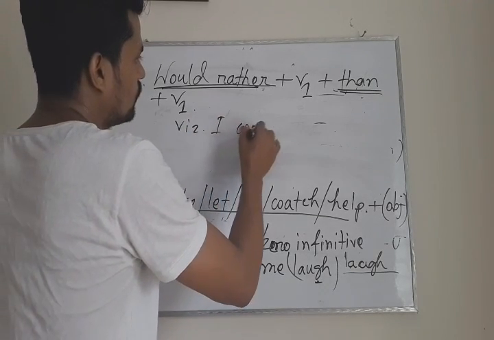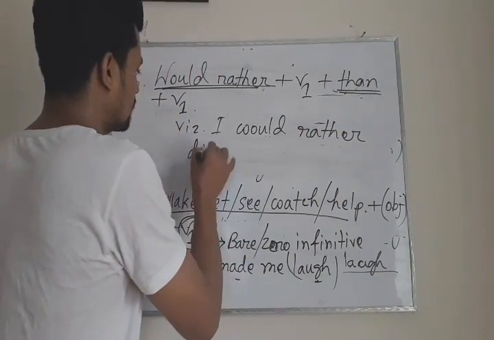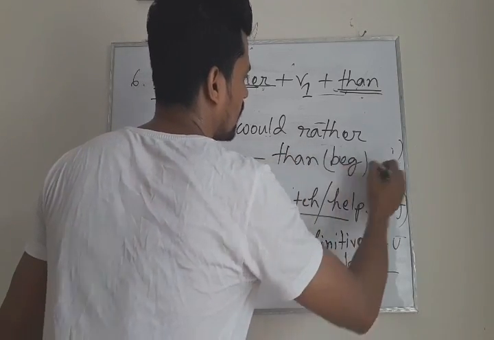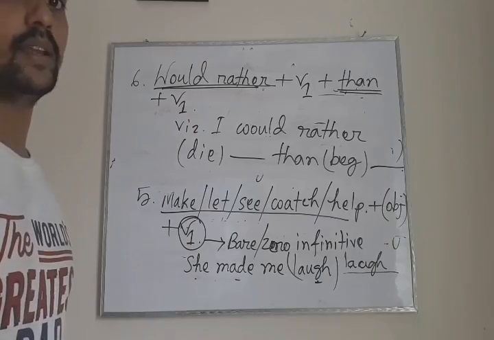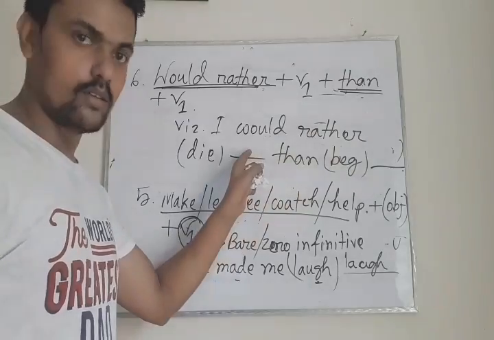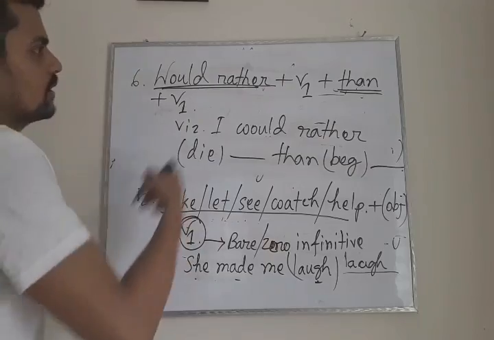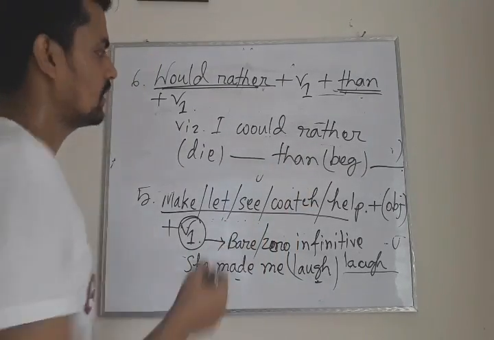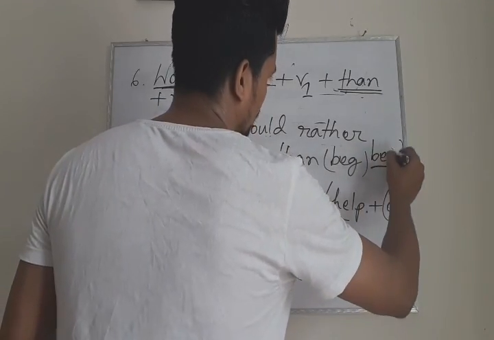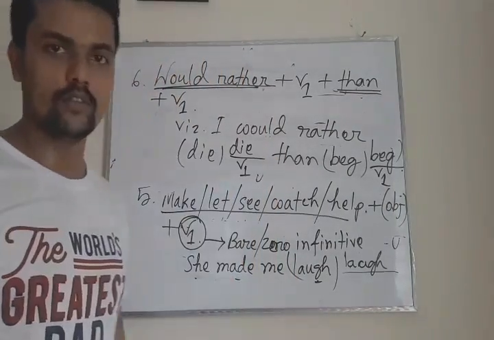Such as, I would rather die than beg. You want to die instead of begging. In this case, you will write would rather and than. Now, the forms will be die and beg. I think that you have understood the V1 form.